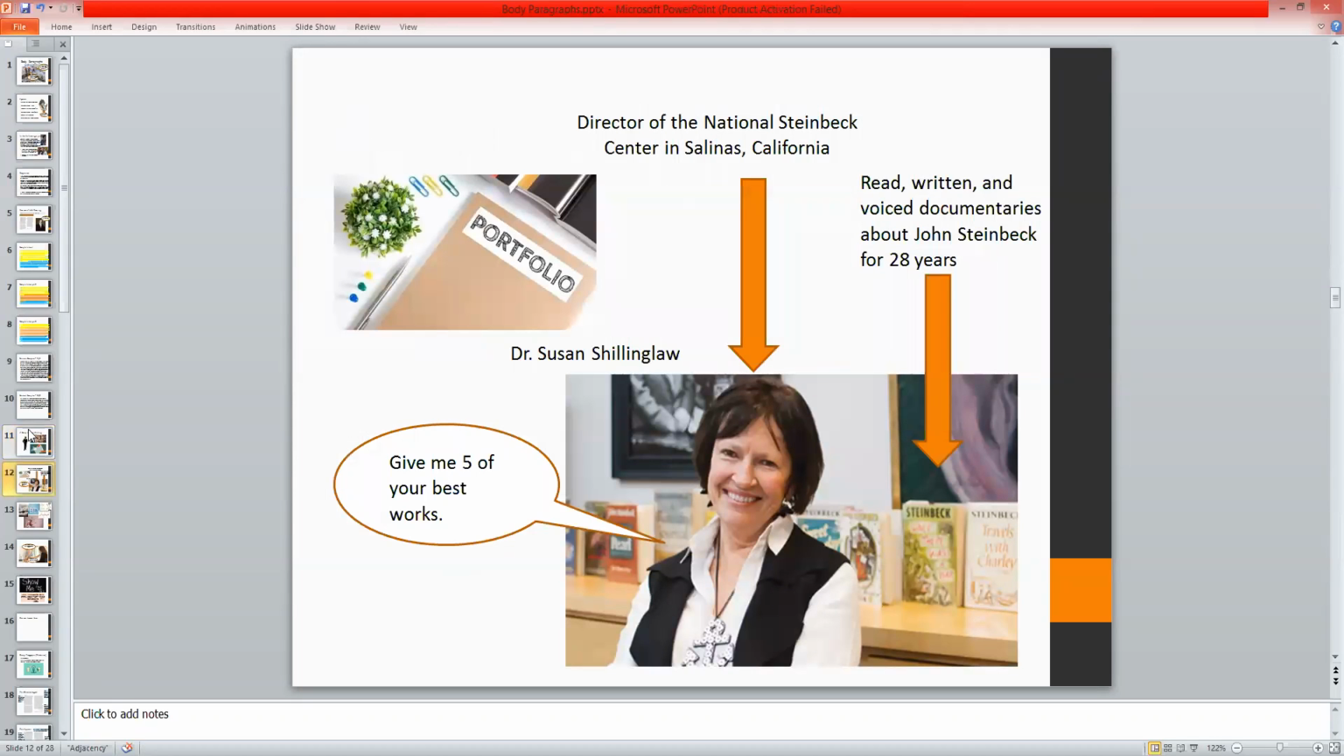And so I had this professor, Dr. Schillinglaw, she's our department chair. And this woman has written for a long, long time. She's director of the National Steinbeck Center in Salinas, California. So basically there's this big museum that's dedicated to Steinbeck. She's in charge of it because she's been reading, writing, and voicing documentaries about John Steinbeck for 28 years. Like she knows Steinbeck, you know what I mean? If you guys thought we had a pretty good understanding of Steinbeck from Grapes of Wrath, this woman knows Steinbeck and she knows writing and she's done a lot of work in that field.